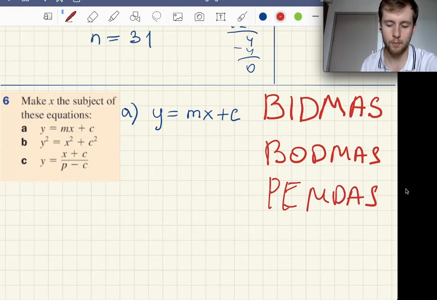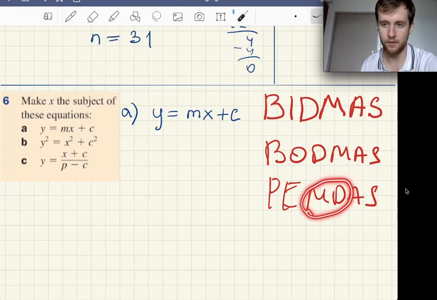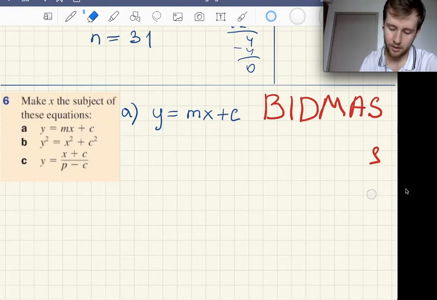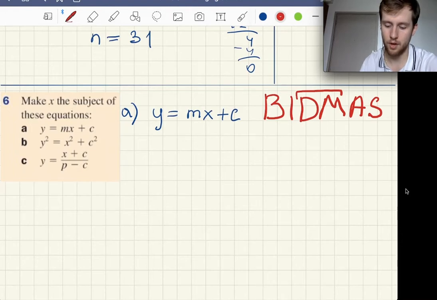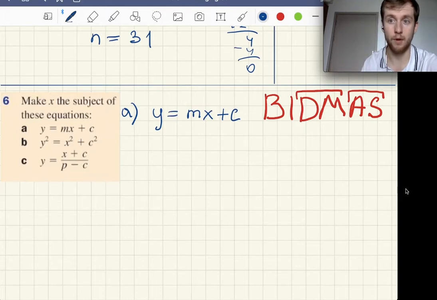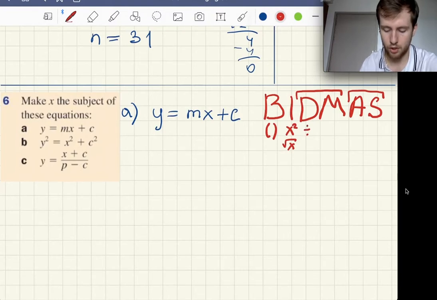Sometimes people change M and D in order. You know why? Because it doesn't matter. As I told you before, D and M have the same order, and A and S also. So you just work them out from left to right. Okay, so BODMAS, BIDMAS: B is bracket, I is indices, D is division, M is multiplication, then we have addition, and finally subtraction.